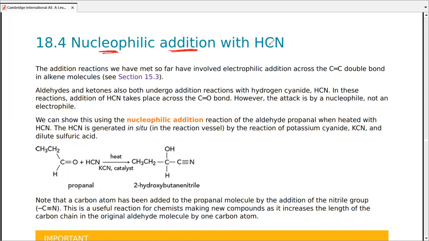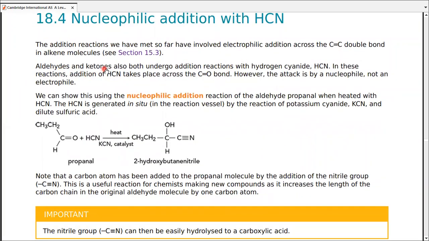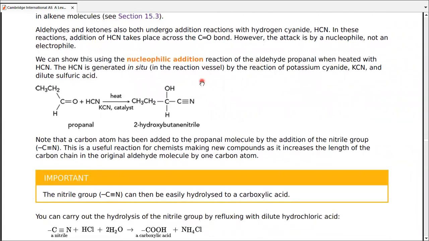With this kind of explanation, you'll have your mind made up about what's going to happen. Both aldehydes and ketones undergo addition reactions with hydrogen cyanide. Addition of HCN takes place across the C=O double bond, wherever the double bond lies. And the attack is by a nucleophile, not an electrophile. That's the difference. I've already covered that part, so let's move on. Take the nucleophilic addition reaction for the aldehyde propanal when heated with HCN.